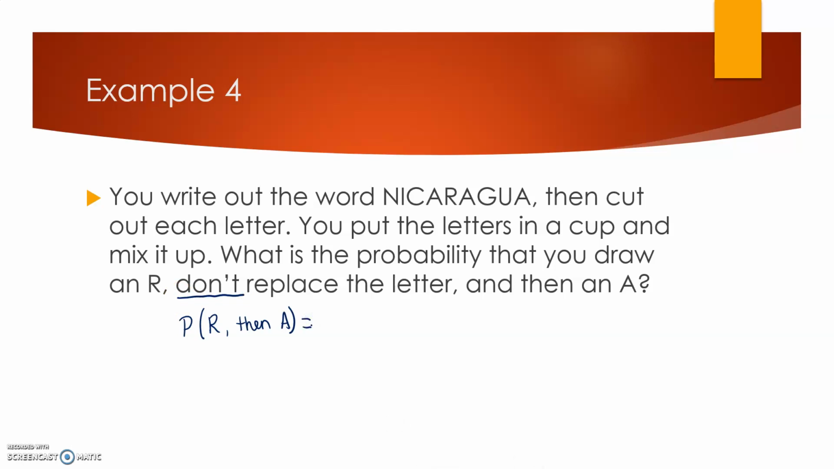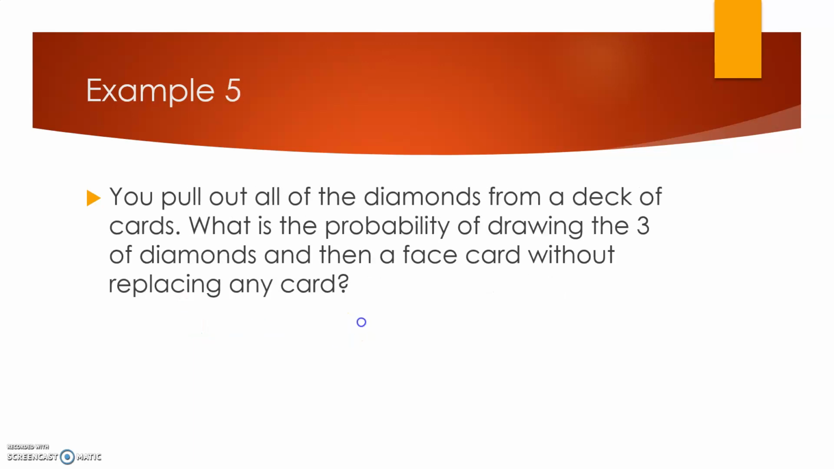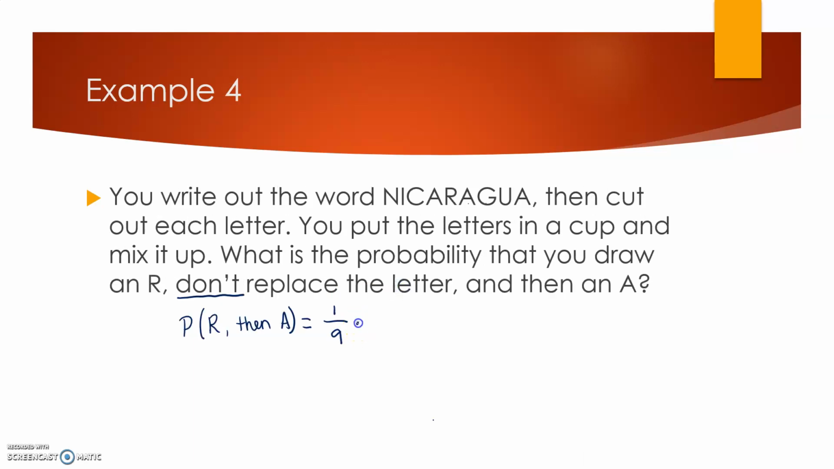So to start with, how many R's are in Nicaragua? 1. So 1 out of 1, 2, 3, 4, 5, 6, 7, 8, 9. But then, what is the probability of getting an A after we've taken out the R? Well, there are 1, 2, 3 A's. But now, because we took out R, we're subtracting 1. We took out 1 letter, so we subtract 1, and we're left with 8 letters now. It's like we said, okay, what's the probability of getting A now out of this?